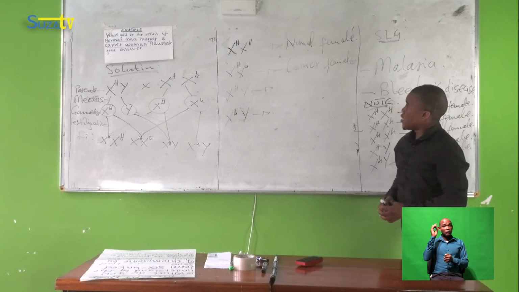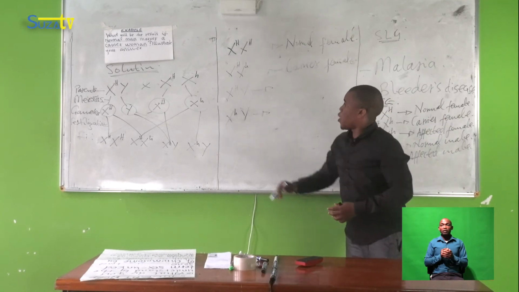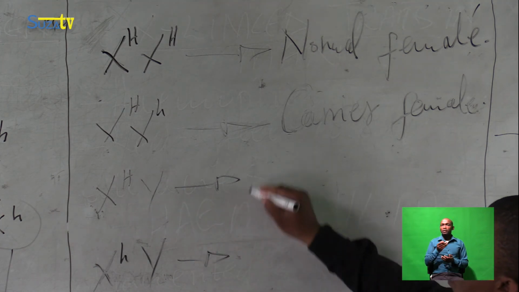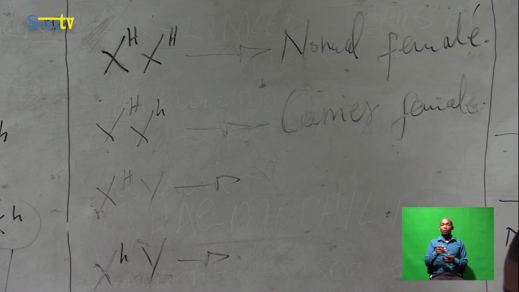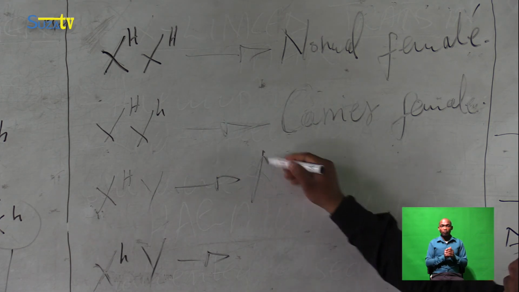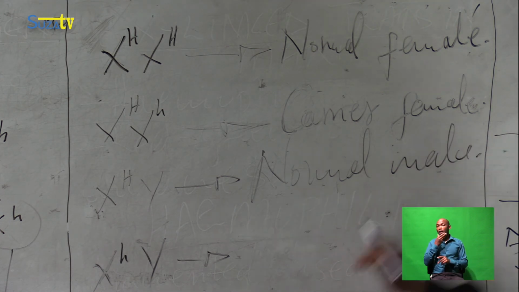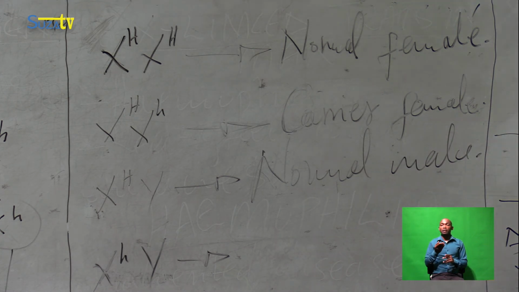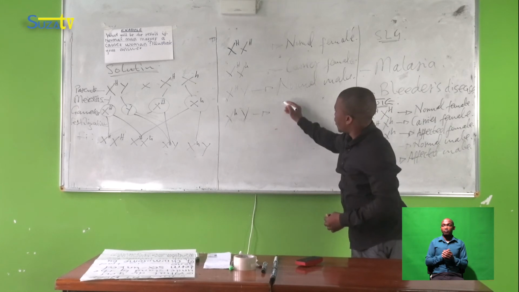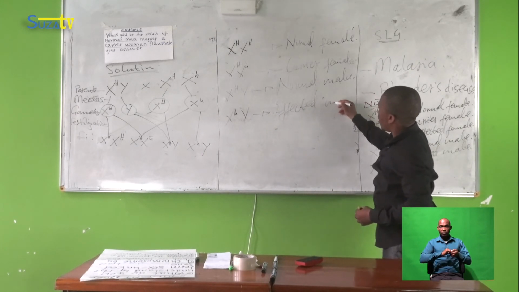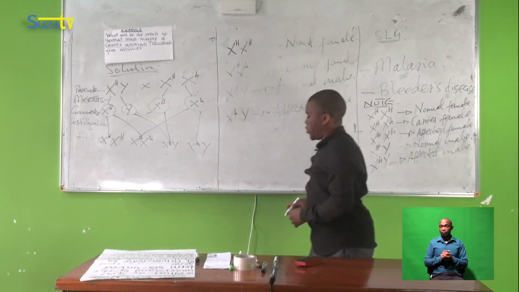Okay, let us go to the third person. Who can try? Ali? Okay, thank you very much. So the state of this will be a normal male, and the state of the last one is affected male. So this is the result.